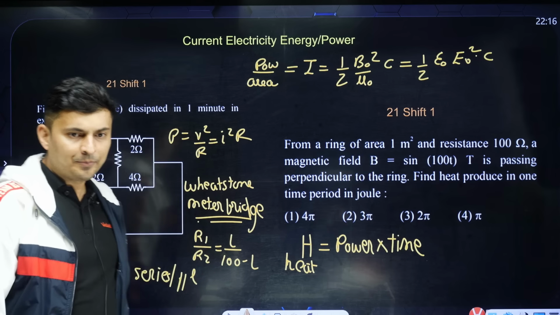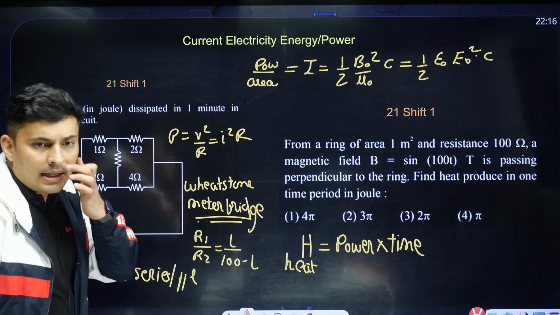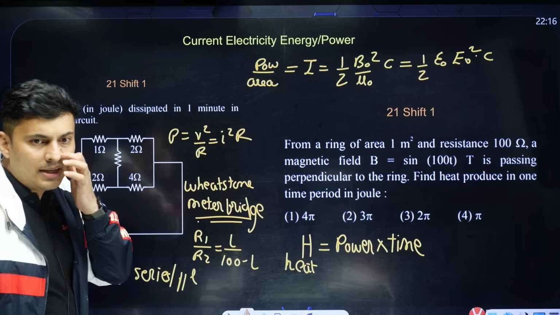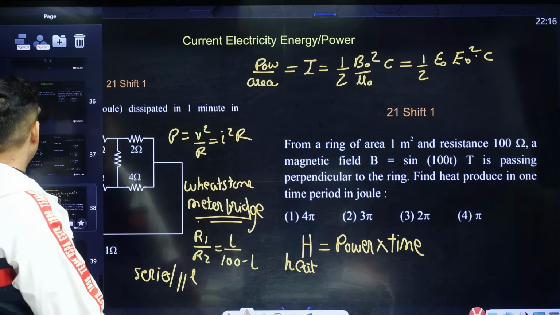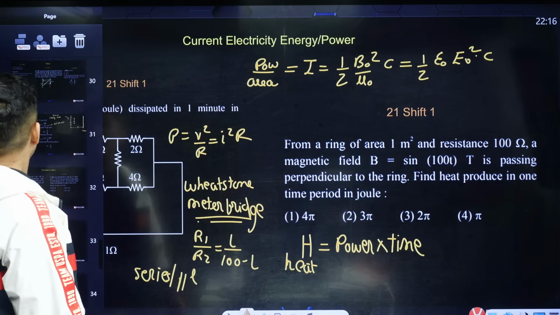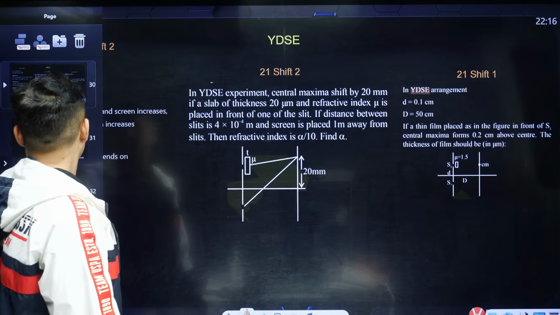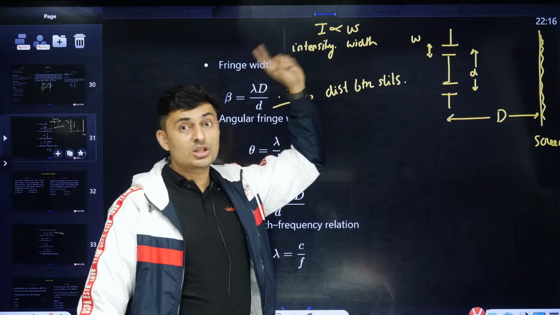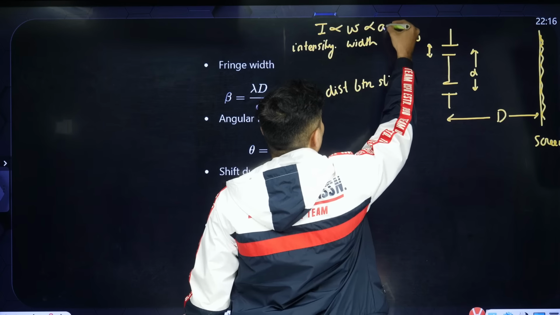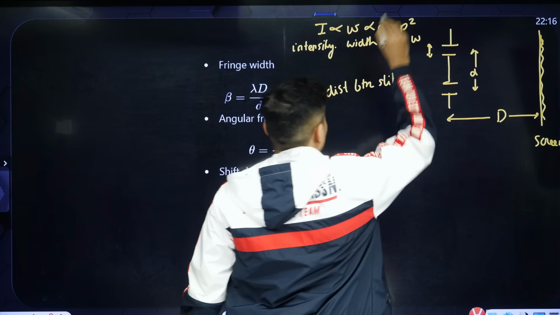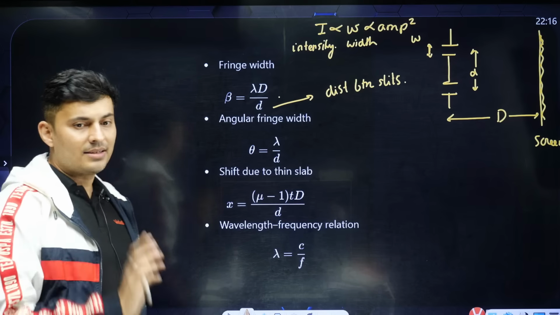Sir, intensity is square of slit width? No, intensity is directly proportional to slit width. If you're asking me in YDSE, right? Yes, over here, no, it is not proportional to square. Intensity is proportional to width and it is proportional to the amplitude square. There is a difference between amplitude and slit width.